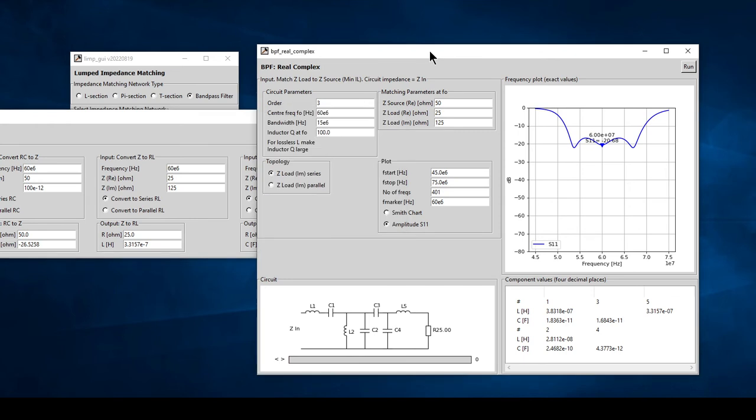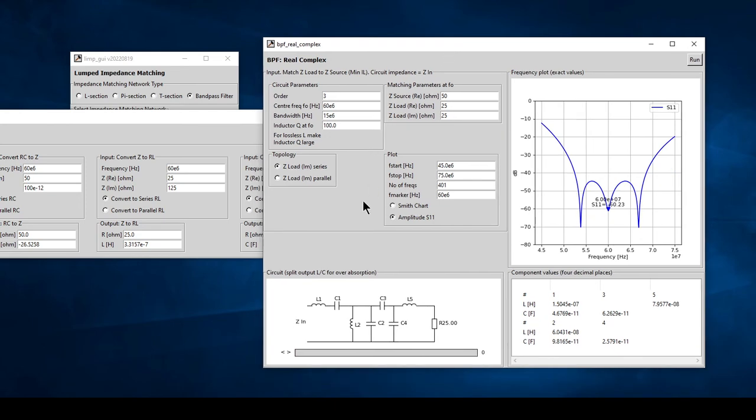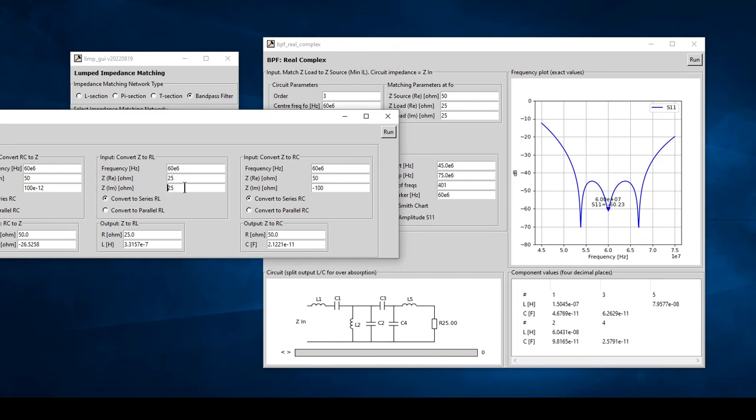You can also have over-absorption. So let's change this to 25-25. Let's keep it inductors in series. 25-25, we run that. And here you can see a description telling us what's happening. So in this case, we have over-absorption on the output. Okay, so let's have a look at this load now. 25-25. So let's make that 25. It's still series, and we run that.